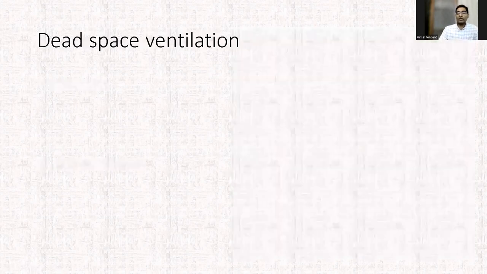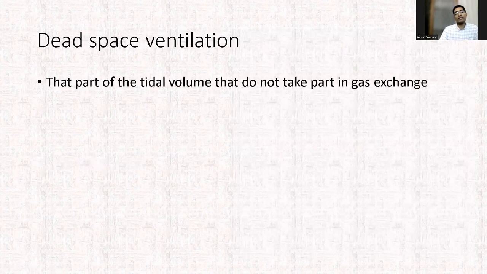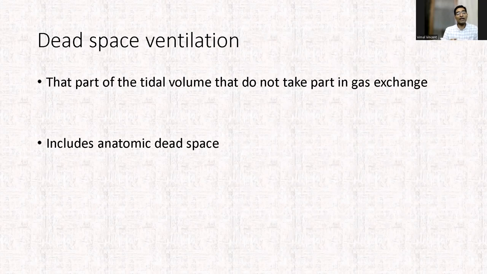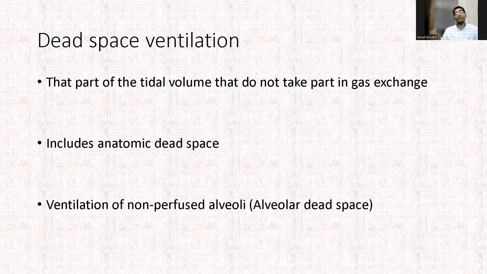Coming to dead space ventilation. All the tidal volume that enters the lungs does not take part in gas exchange. A part of the tidal volume occupies areas of the lungs that do not take part in gas exchange. These are mainly the anatomic dead space, which is the volume of air that occupies the conductive airway, from the nose to the terminal bronchiole. Also, some of the alveoli may not be well perfused, so these also will not take part in gas exchange. This is called the alveolar dead space. Combining the anatomic dead space and the alveolar dead space gives the physiological dead space. This air will not take part in gas exchange.